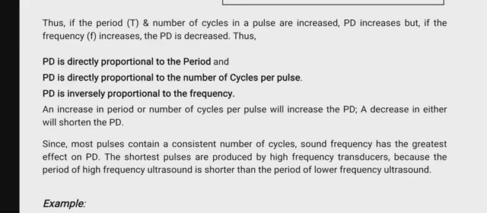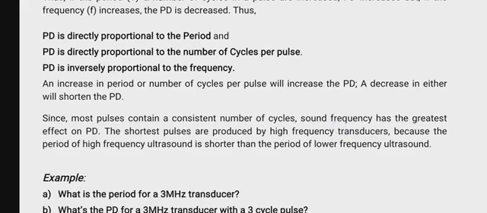So an increase in the period or number of cycles per pulse will increase the PD. A decrease in either will shorten the PD. Most pulses contain a consistent number of cycles. Sound frequency has the greatest effect on PD. The shortest pulses are produced by high frequency transducers, of course. Thus, the period of high frequency ultrasound is shorter than the period of low frequency ultrasound.